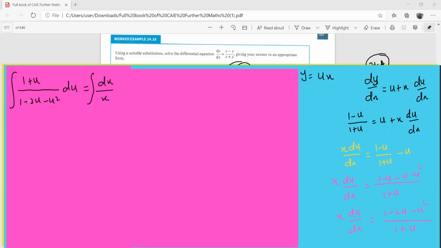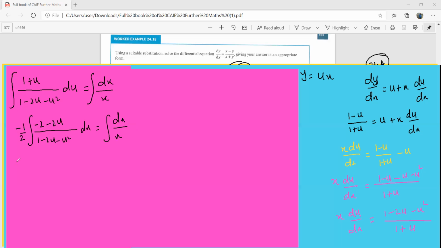You see that I can spot here that the derivative of this denominator is minus 2u. So I'll be multiplying and dividing with minus 2. So this is minus 2u over 1 minus 2u minus u square du. I'll just keep it like this right now.